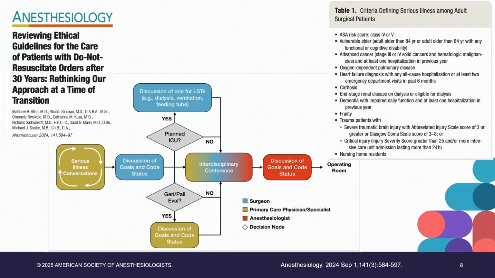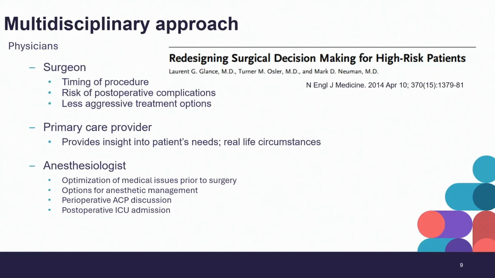So, it's really once a patient is identified as having a serious illness requiring surgery, there should be a discussion of those goals and that care. Should the patient go to the ICU? Should they not go to the ICU? Should there be an interdisciplinary conference talking about that patient before heading to the operating room? And of course, these are situations where we have the luxury of time. As anesthesiologists, we sometimes don't have that luxury.